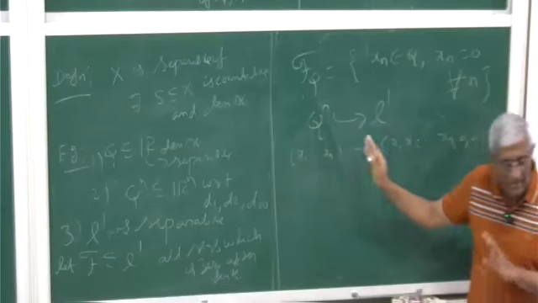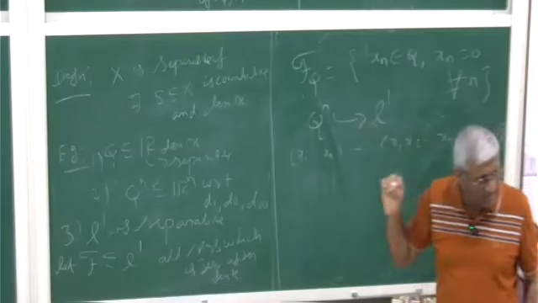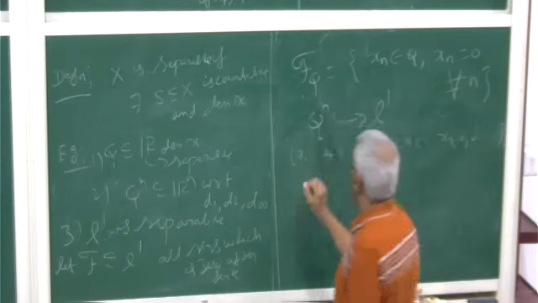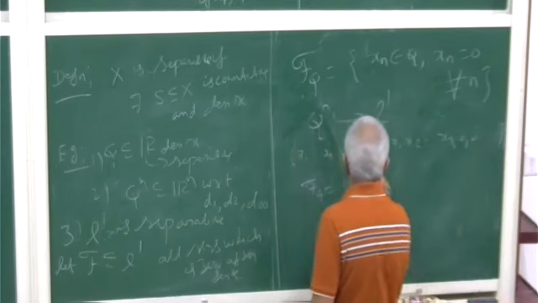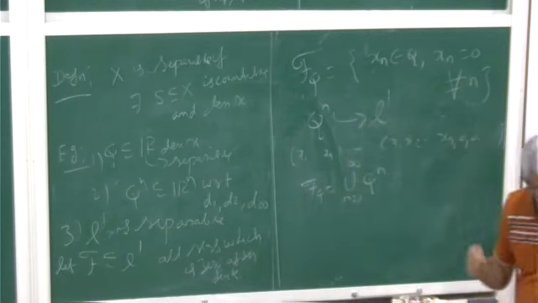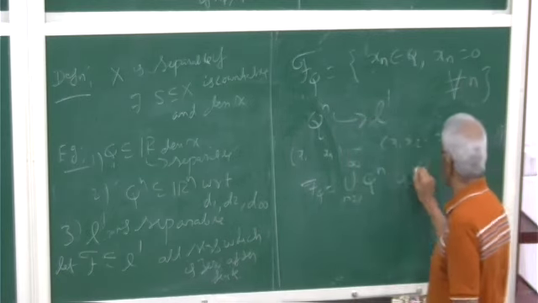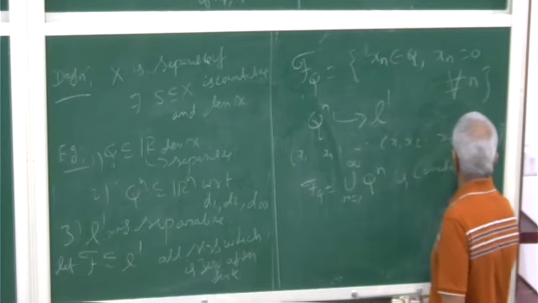Otherwise, you have to define a map and other things. You don't need that. Qn sits inside like that. This is okay. Then FQ is nothing but the union of this. A countable union of countable sets is countable. So FQ is countable.